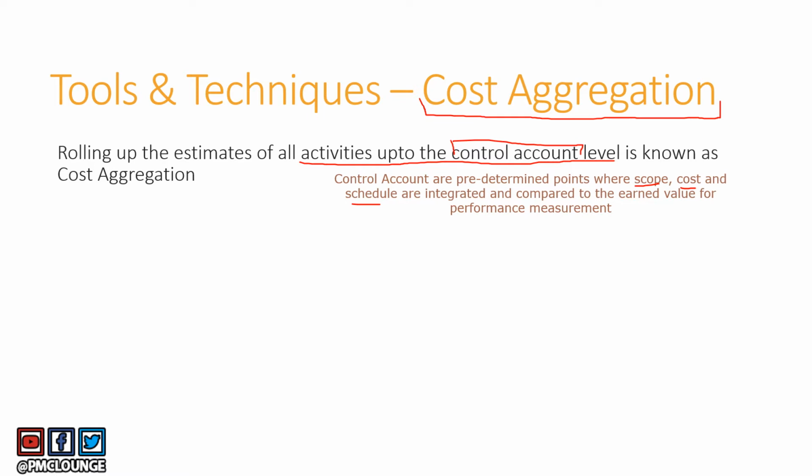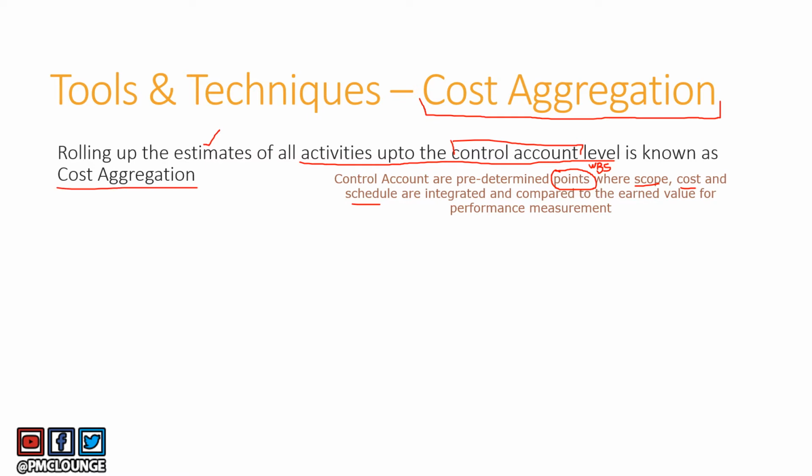So where are these points? Where are these predetermined points? We are talking about the WBS here. So in the WBS, you have predetermined points which could be above the work package level as well, and up to the control point, whatever estimates that you have for each activity, you roll it up, you add all of them, and this process is known as cost aggregation.